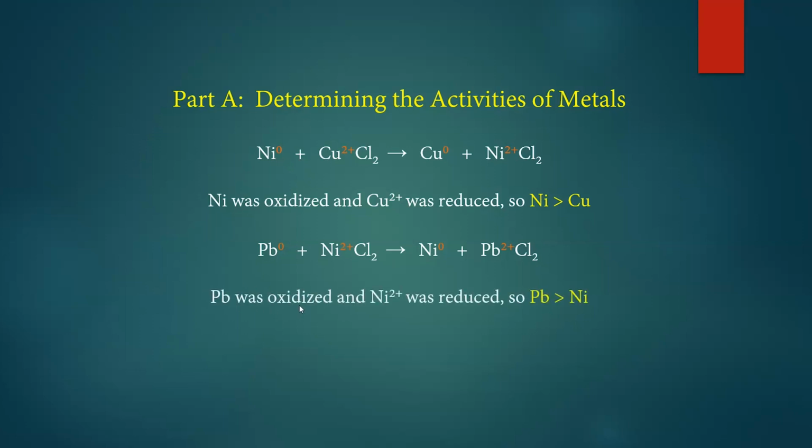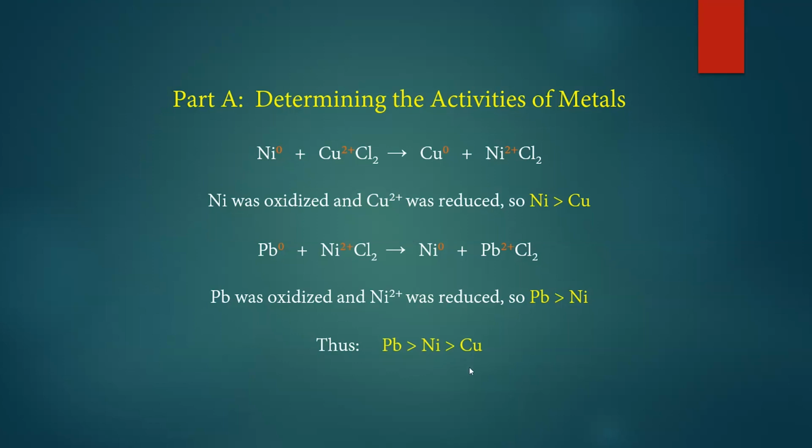So if lead was oxidized and nickel was reduced, then that means in this particular competition, lead was more active than nickel, or lead beat nickel. Now we can put these two results together. They both have nickel in common. So if lead beat nickel and nickel beat copper, we can come up with a series here of activities that shows that lead is more active than nickel and nickel is more active than copper.